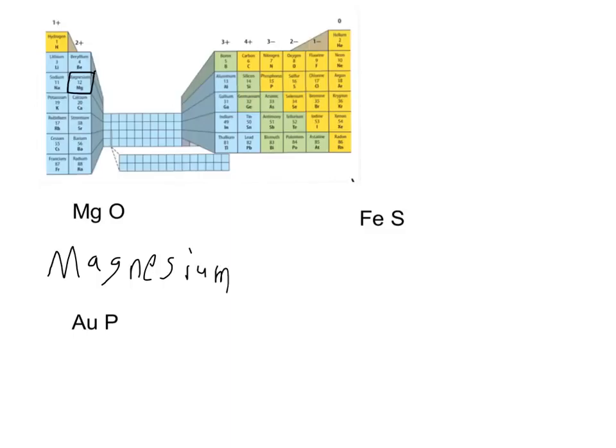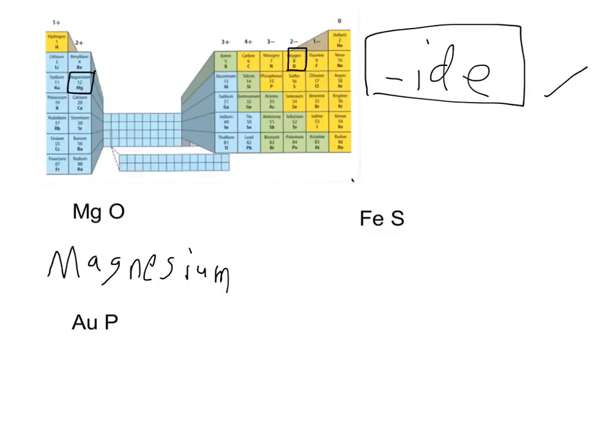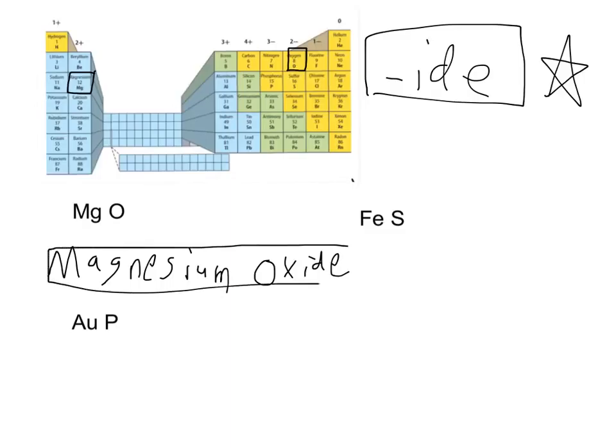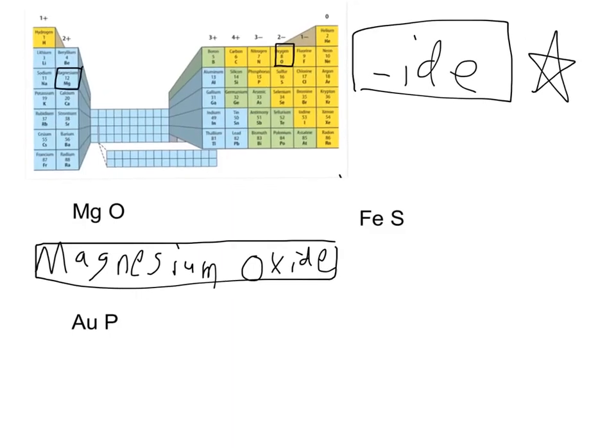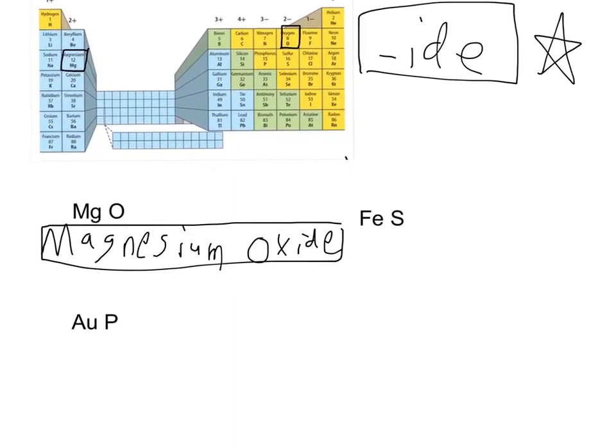And then oxide. You might think it's just oxygen, but at the end of it, you have to have ide. That's all you need. You need ide on everything. So it'd be oxide right there, and that is how you name that.